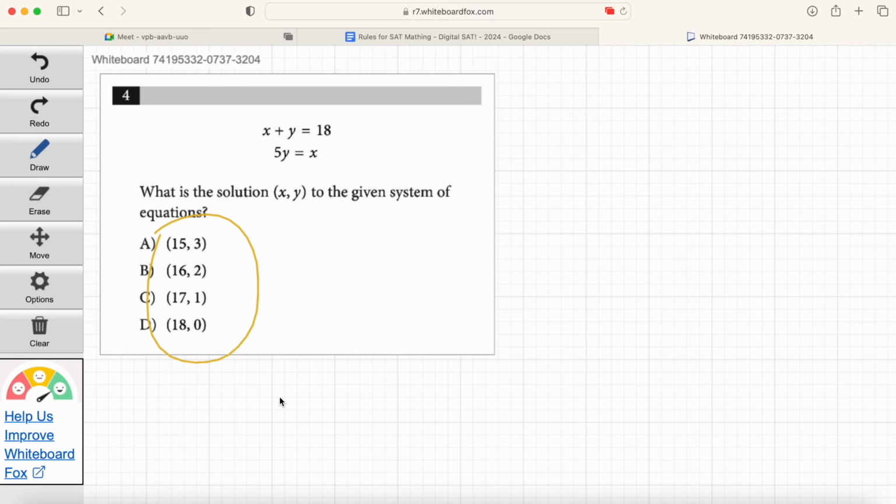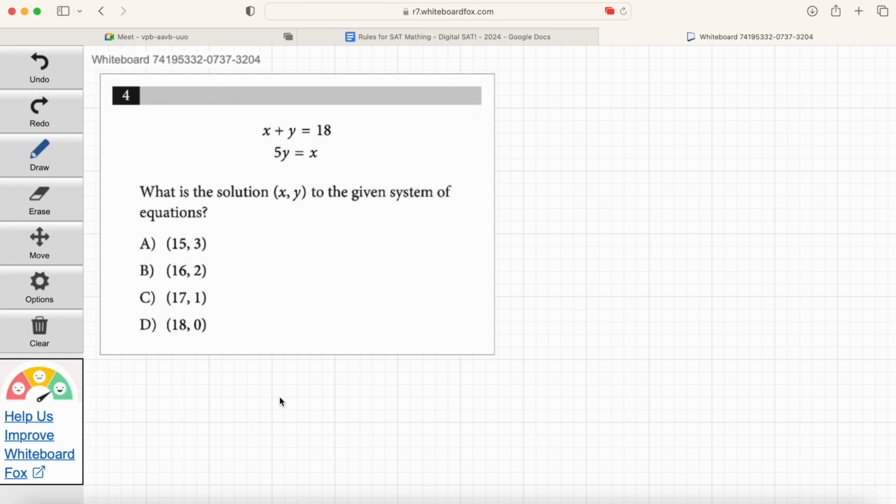Now, if you look at these answer choices, all of them give you a true statement for the top equation. I'll just tell you right now. If you add the x and y values, you get 18 for all the answer choices. So you've got to really plug into the bottom equation here. But look at answer choice A. If we plug in a 15 for x and a 3 for y, does that give us a true statement? Yes, it does. What about answer choice B?